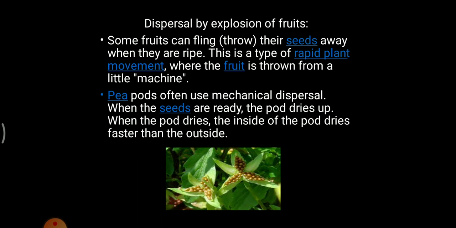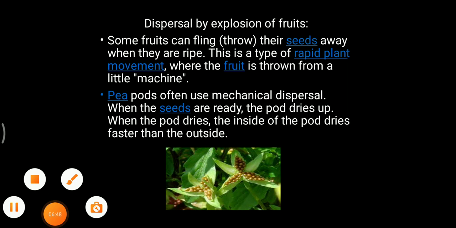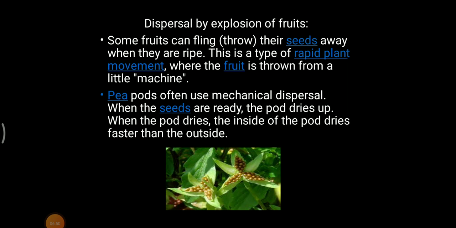Now, dispersal of seeds can also happen with the help of fruits. Explosion of fruits: after certain days, the seeds are dispersed, and the perfect example of dispersal by explosion of fruit is the pea plant. As soon as the pea plant is fully ripe, the seeds get exposed into the atmosphere and are dispersed with the help of this phenomenon, which is known as dispersal by explosion of fruits. A perfect example is the pea plant.